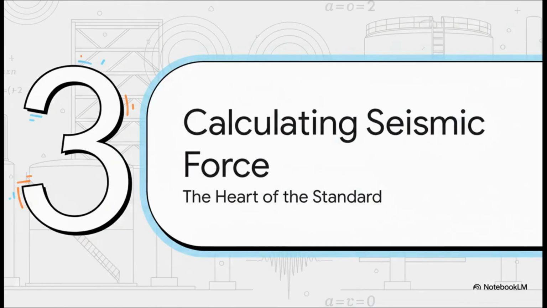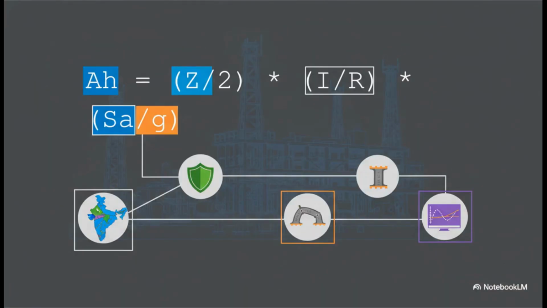All right, let's get to the main event. We've talked philosophy, we've talked categories. Now, how do we actually calculate that EL, the earthquake load itself? This next part has the single most important formula in the entire standard. And here it is, the design horizontal seismic coefficient.